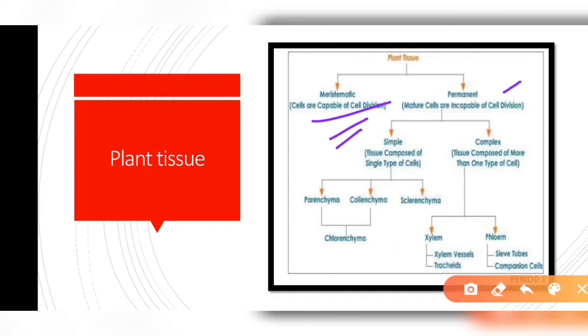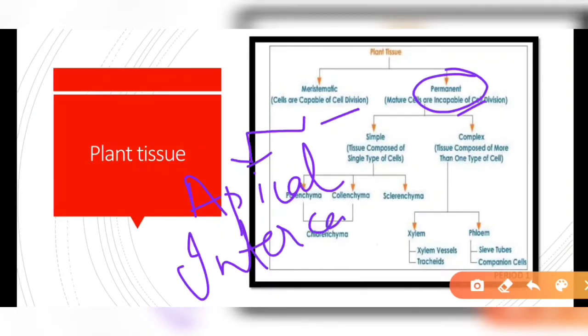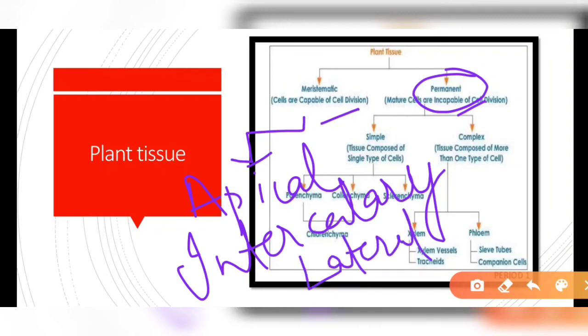The meristematic tissue, based upon the location where it can be found, is further divided into three parts. The first one is the apical, the second one is intercalary meristem, and the third is lateral meristem. We are going to discuss these in our video as well.